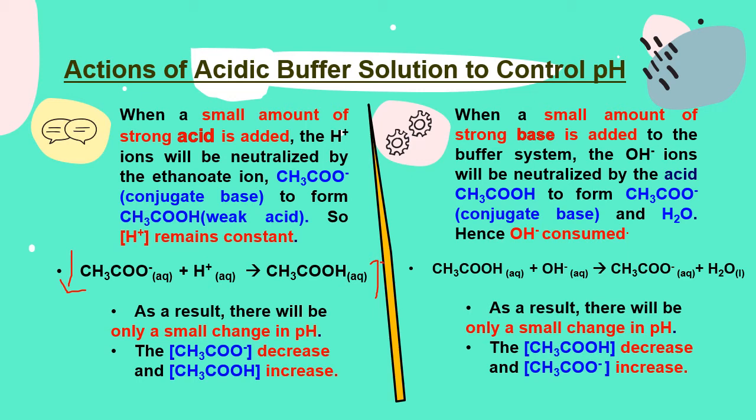Okay, when strong base is added, it will react with the acid. Still remember just now? The weak acid partially dissociates. That's why the base will react with the ethanoic acid to form the conjugate base and water. Hence the strong base, the hydroxide ion, is consumed by reacting with the weak acid and forms the conjugate base. So now the concentration of the weak acid decreases and the concentration of the conjugate base increases.